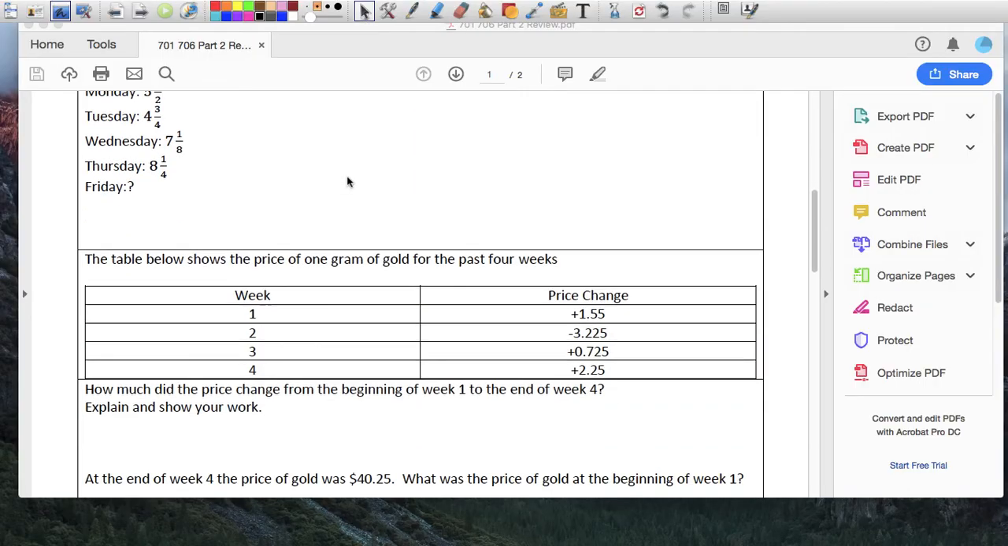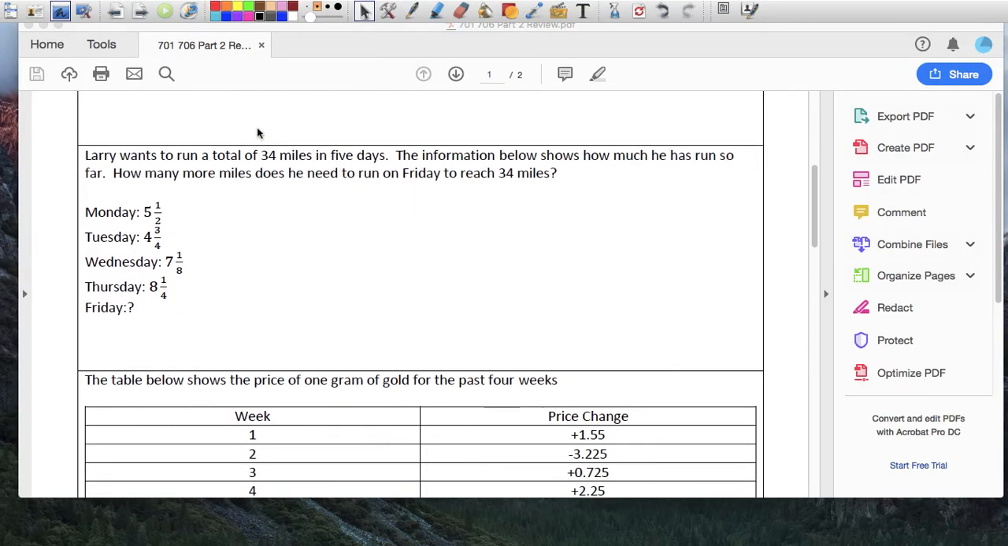So this one, I know Larry wants to run 34 miles in 5 days. Has he done that so far? Well, obviously, looking at the numbers, it doesn't look like this adds up to 34. So I need to find out how many miles he needs to run on Friday to reach 34 miles. So let's see what he has so far.